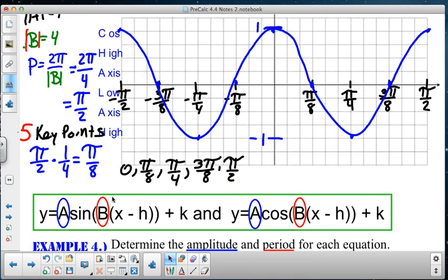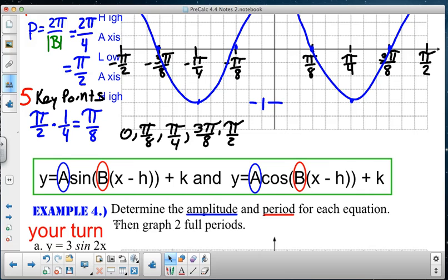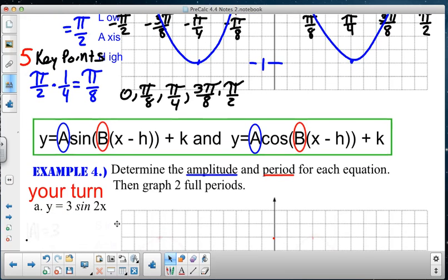Okay, now we're going to do some combinations of A and B in this next example. So we're going to determine the amplitude and period of each equation, and this will be your turn. So I want you to turn off the video and actually try to make a graph based on the information provided here, where y is equal to 3 sine 2x. Go ahead.